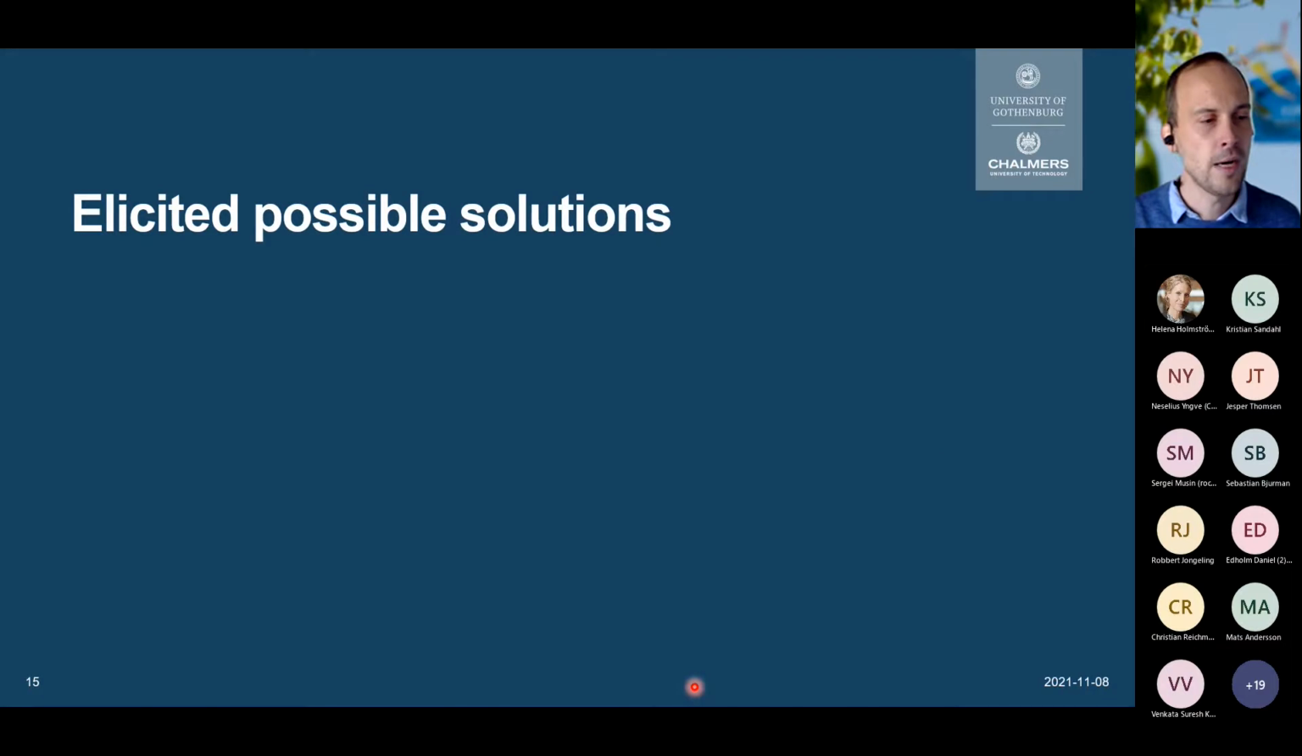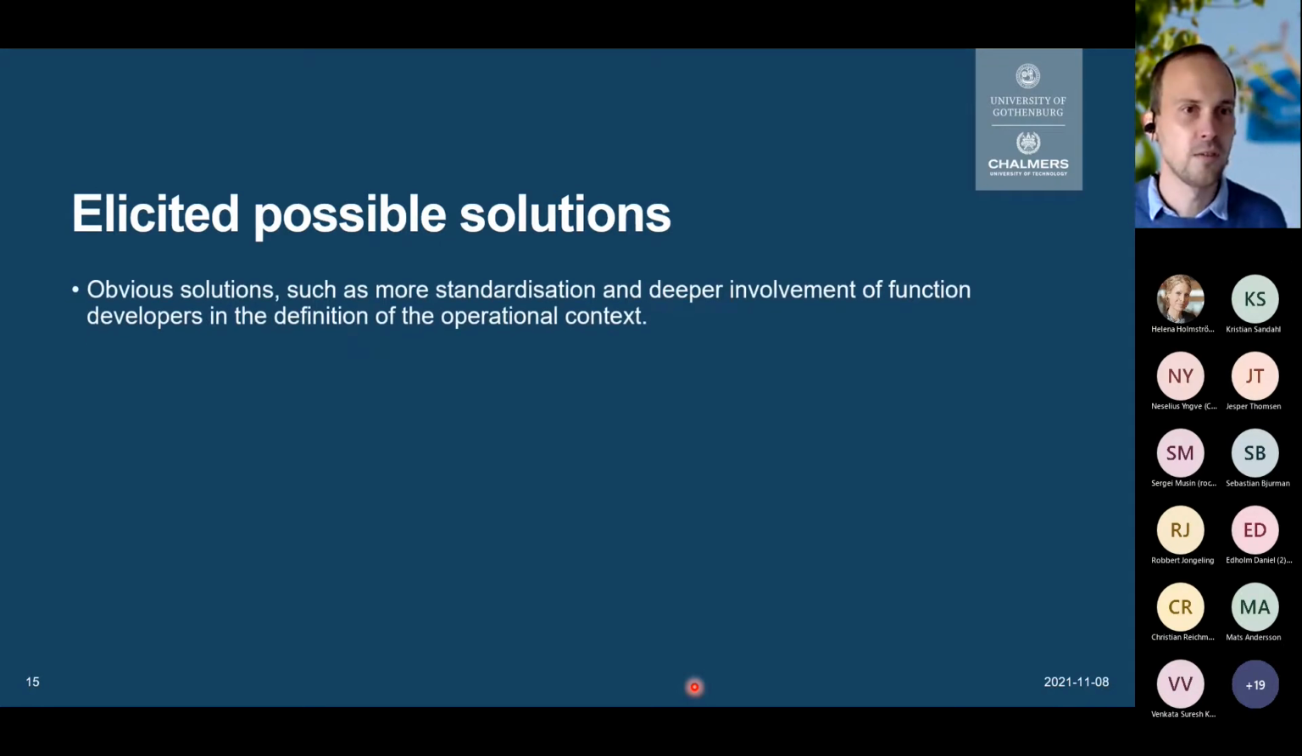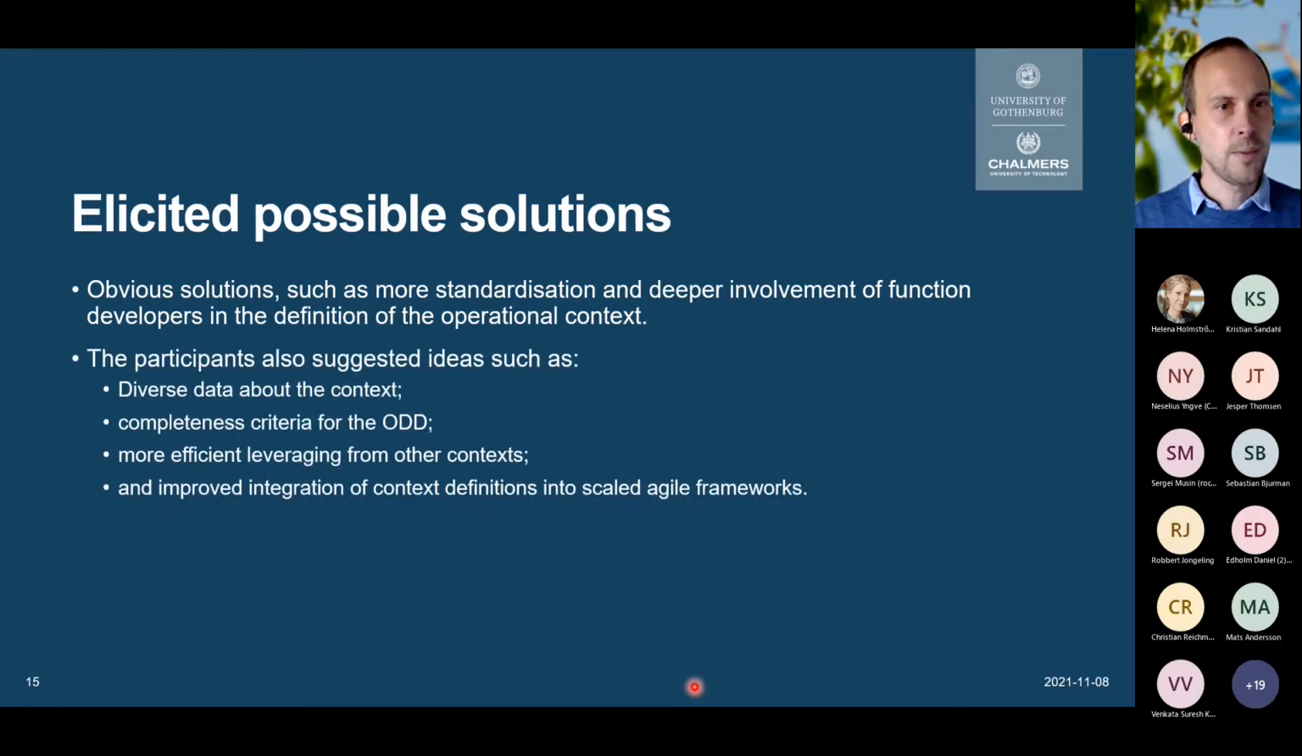But we also asked the interviewees for possible solutions they could envision that could solve the problems. And there are obvious solutions, such as more standardization or deeper involvement of function developers in the definition of the operational context. But the participants also suggested ideas such as more diverse data about the context. Often it is hard to define the context because you just do not have enough data about the use case or enough information about what the use case entails and in which context it should operate.